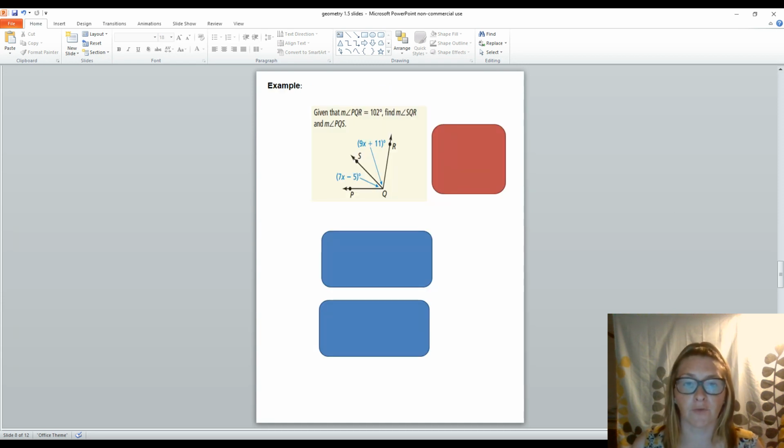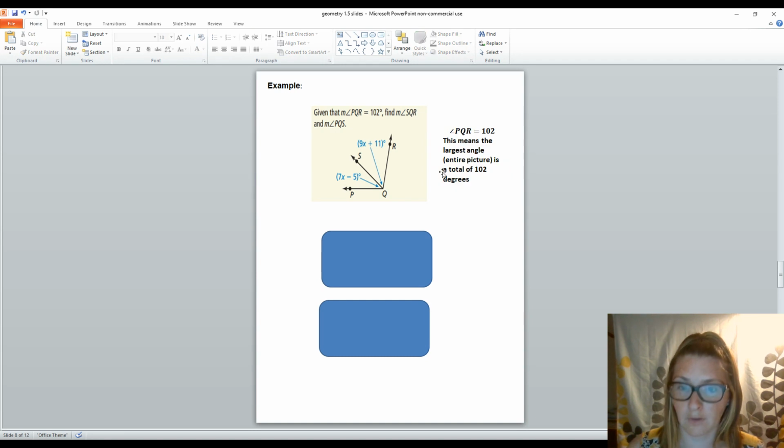All right, so let's look at our first example. It says, given that the measure of PQR is 102, find the measure of SQR and the measure of PQS. So the very first thing, PQR is 102. That means the entire picture is 102 degrees. The whole thing. All three angles, this large angle, the two angles together make 102.